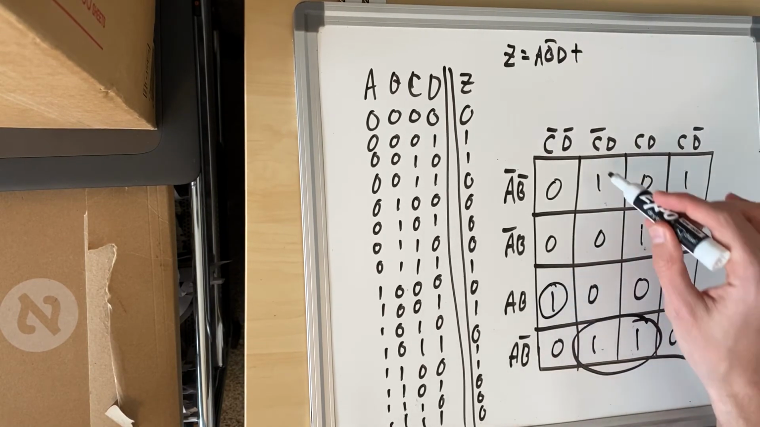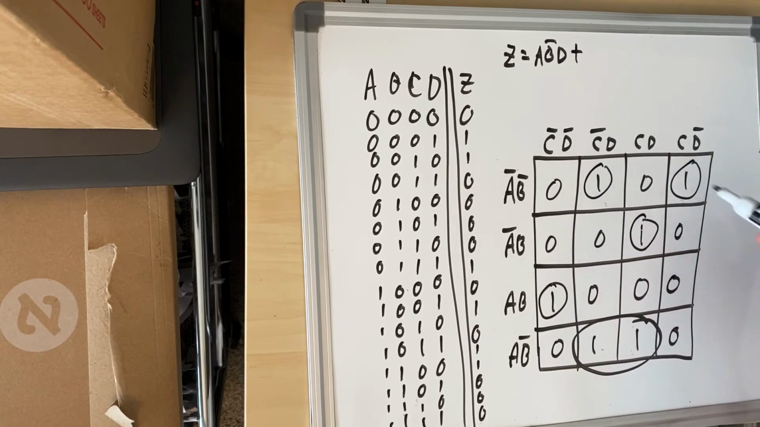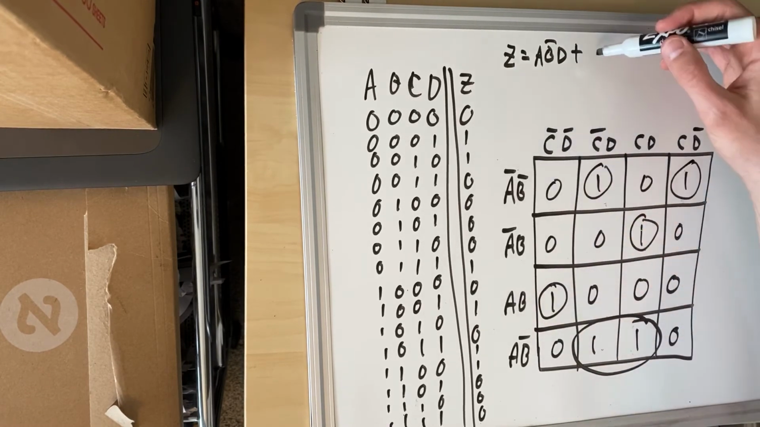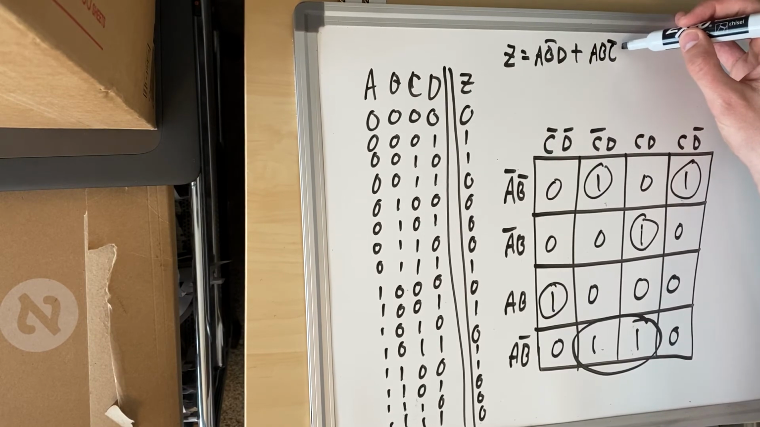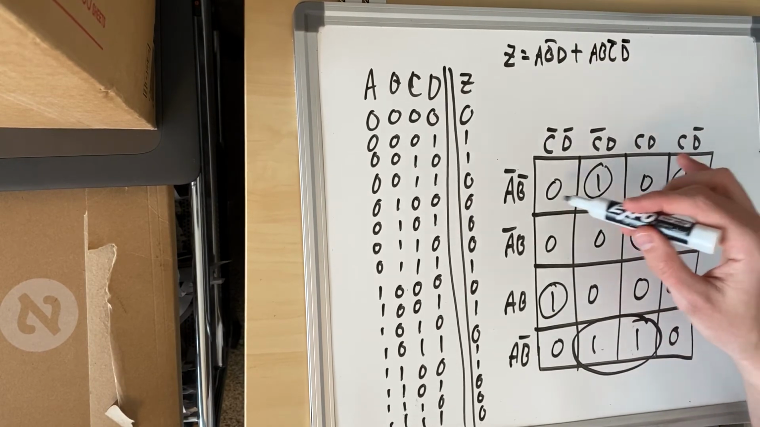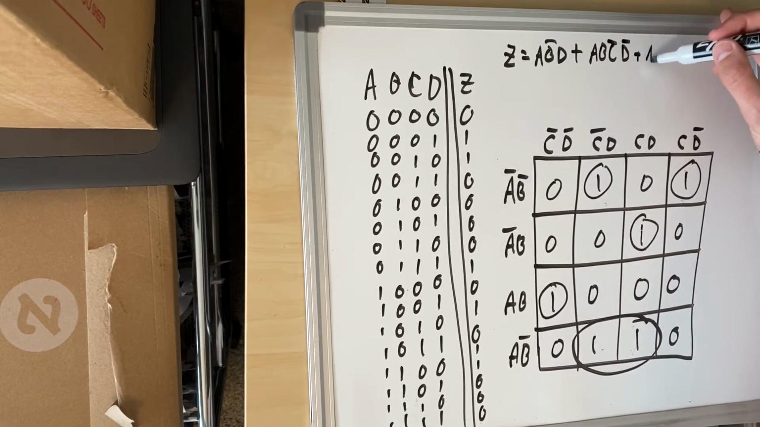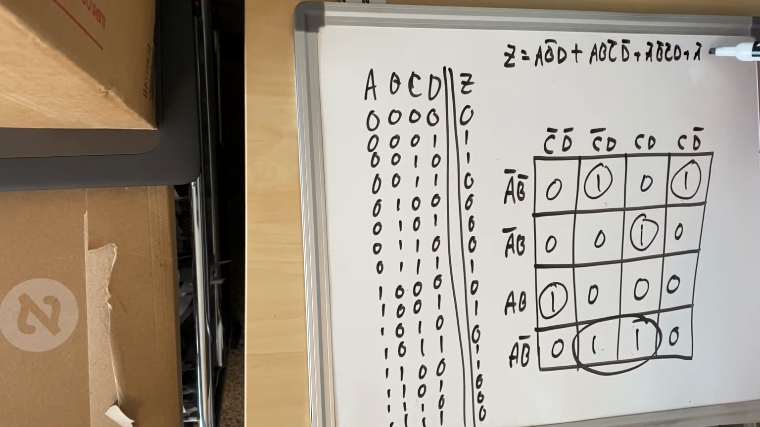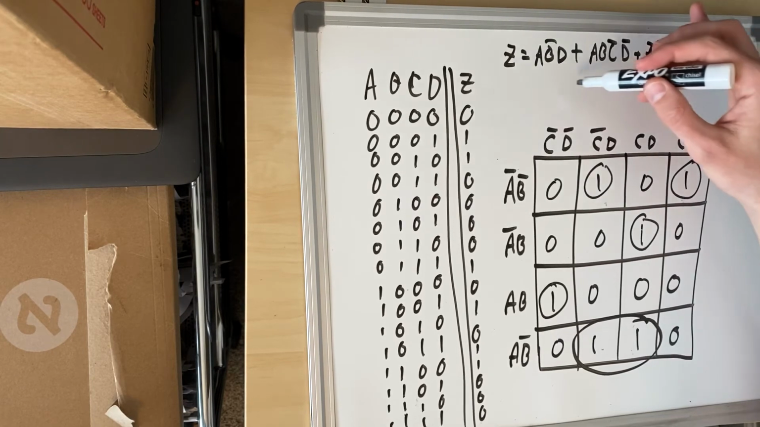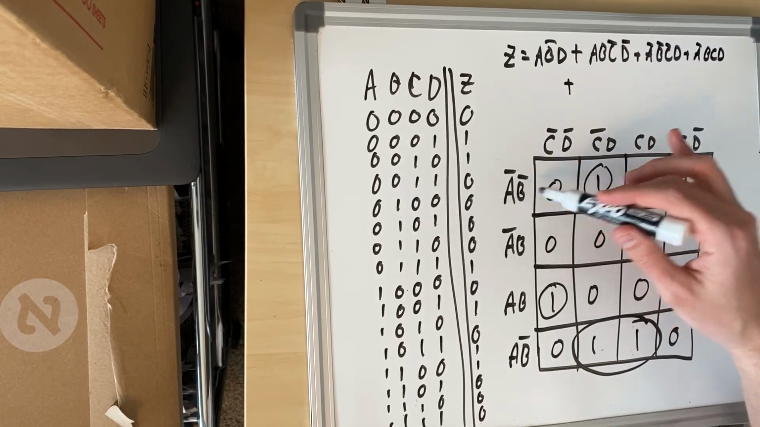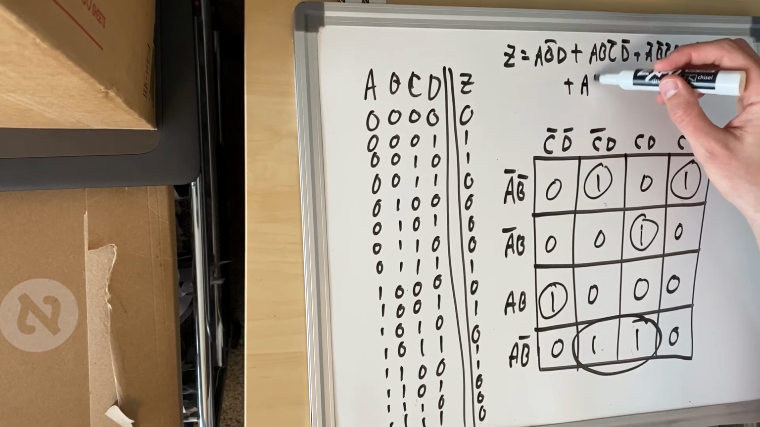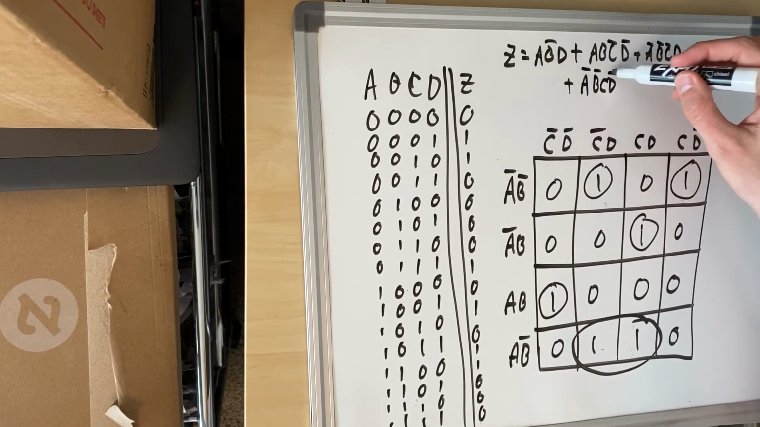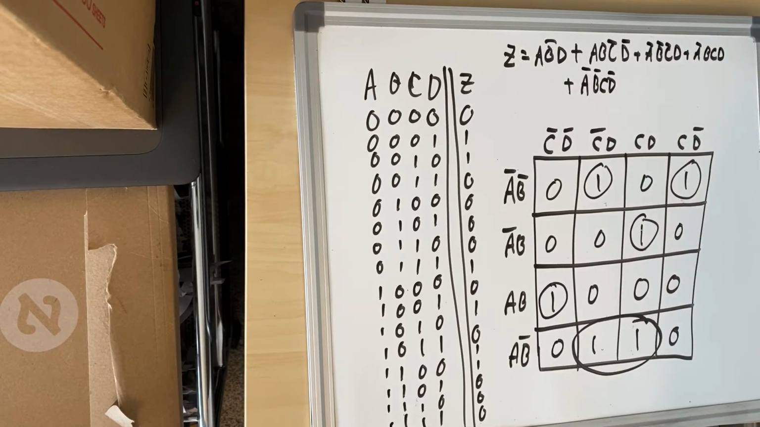This would be alone, alone, alone, and alone. This would be AB, not C, not D. And this guy would be not A, not B, not C, D. This guy would be not A, B, C, D. And this last one would be not A, not B, C, not D. And that is the most simplified that we could do this equation, or this truth table.